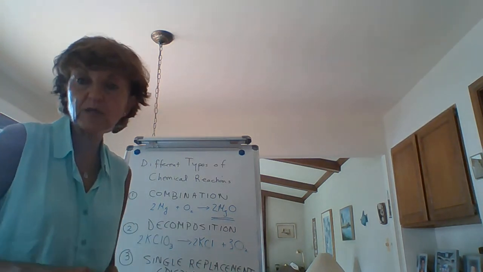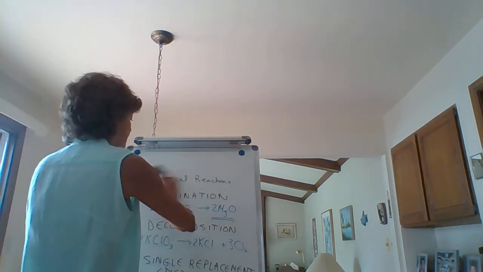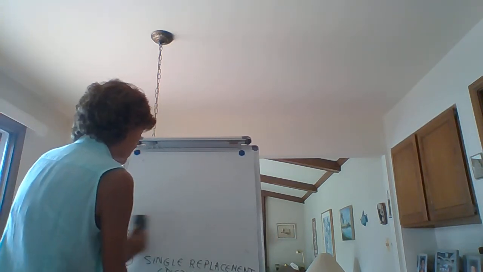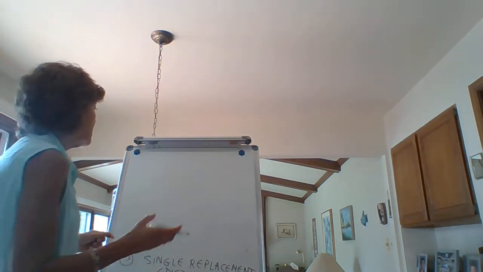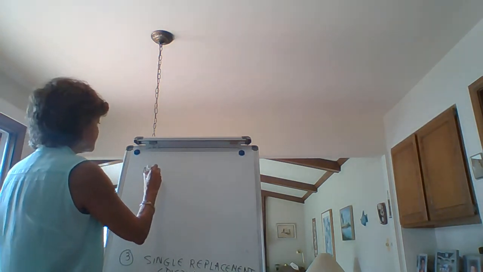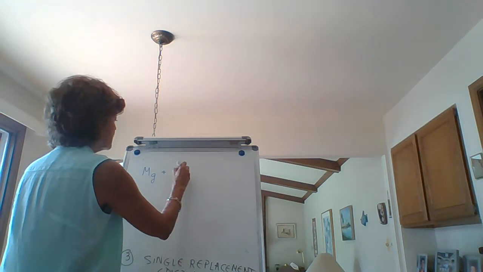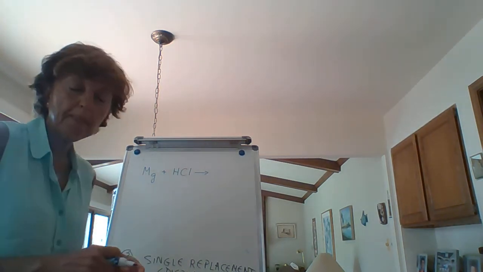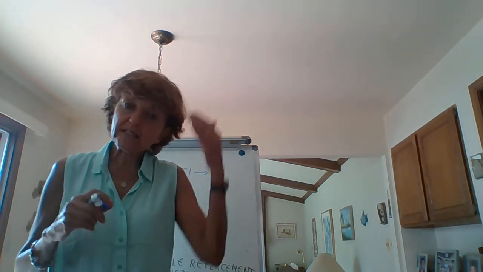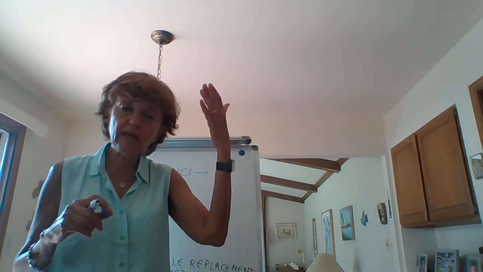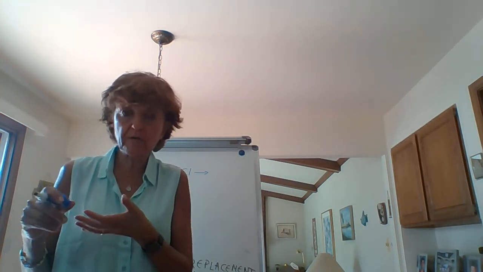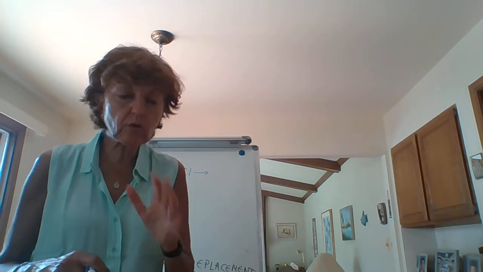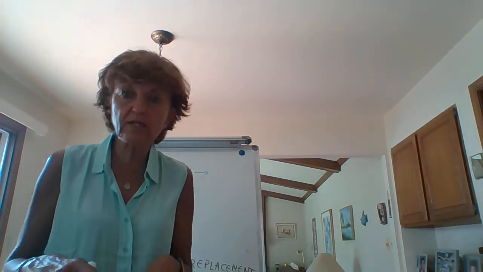Single replacement and displacement. I'm going to erase these 2 over here, and I'm going to give you an example of single replacement or displacement. Let's say you've got magnesium, and you throw that magnesium into some hydrochloric acid. There's something called an activity series. Anything higher on the activity series can kick anything lower on the activity series out of its compound. You will see the activity series in your lab manual. I don't think Stoker has it in the textbook, but I know it's in the lab manual.